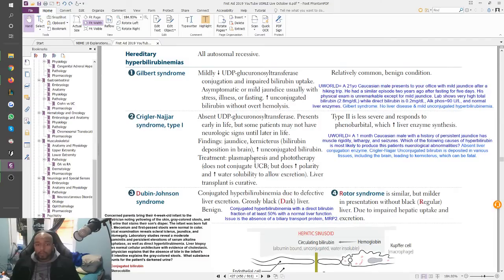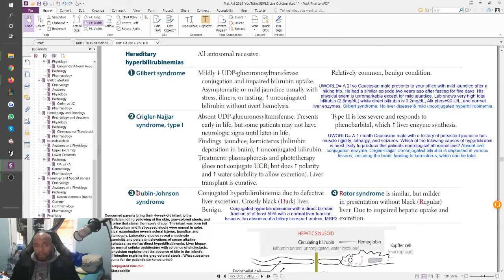Really problematic. Treatment is plasmapheresis, which does not conjugate UCB, but does increase polarity and increases water solubility to allow excretion. Very important to understand that. The plasmapheresis and phototherapy will not cause conjugation. It'll just make the bad stuff, the unconjugated bilirubin, more water soluble so you can at least excrete it. But the only way to fix Crigler-Najjar is liver transplant.